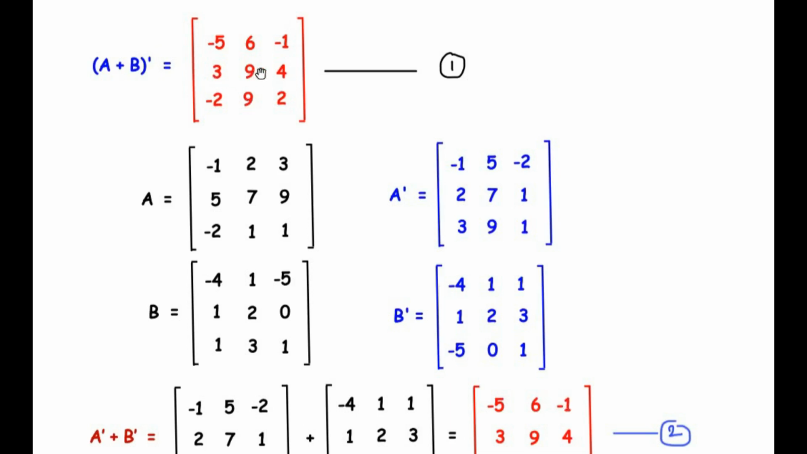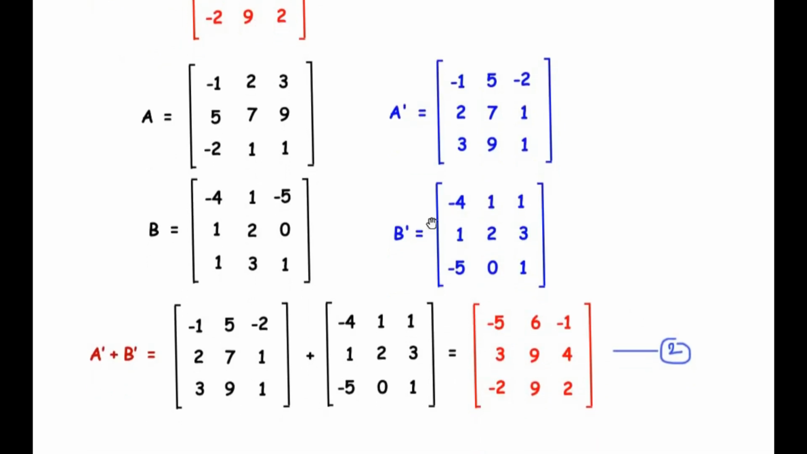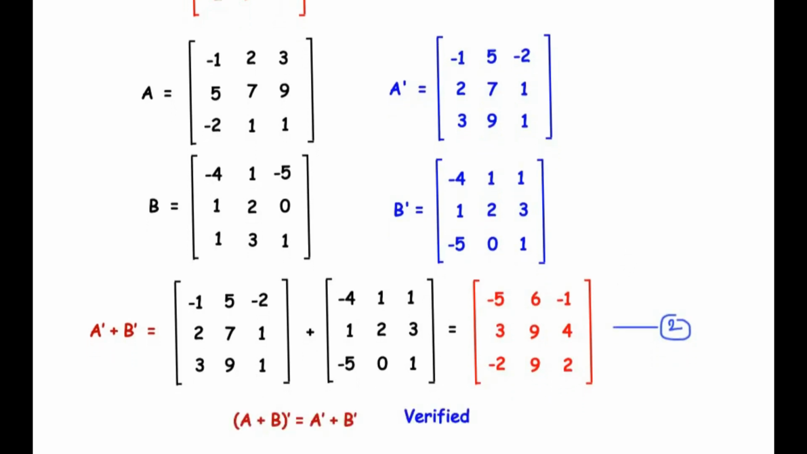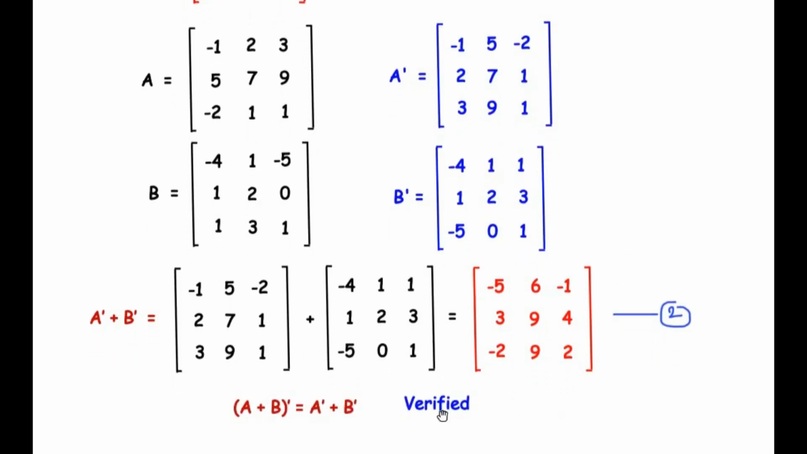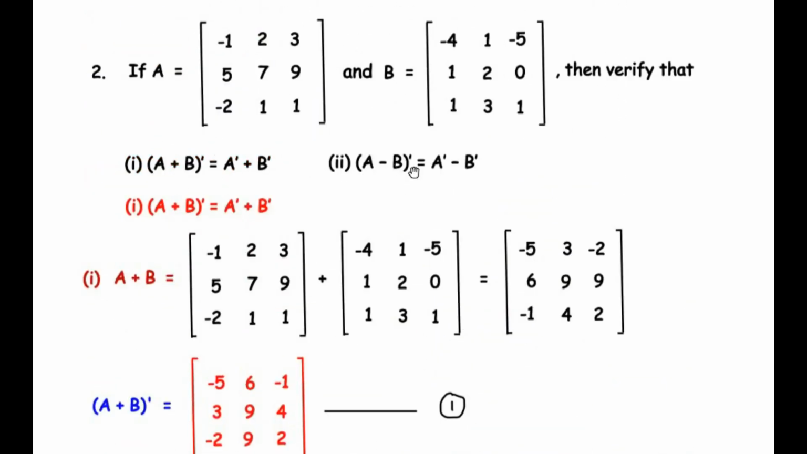Second row elements are 3, 9, 4. Here also we have 3, 9, 4. And finally the last row elements are minus 2, 9, 2. So we get minus 2, 9, 2. So the left hand side has become equal to right hand side. So let us write here. The left hand side, which was A plus B the whole transpose, is equal to A transpose plus B transpose, which is verified. Now let us move on to the second sub question, that is subtraction.